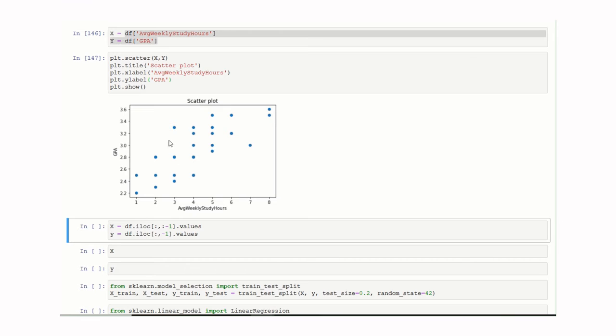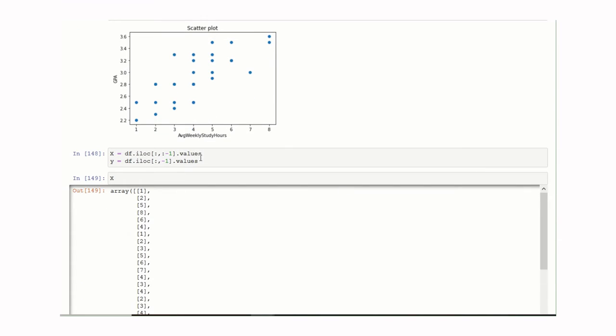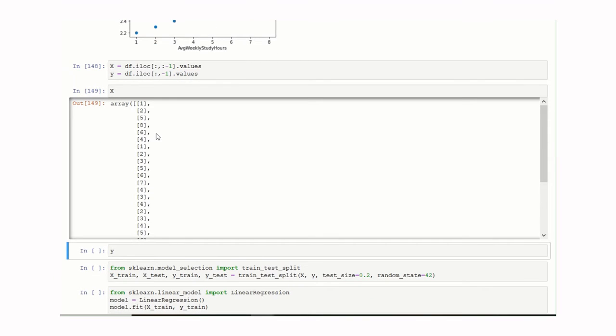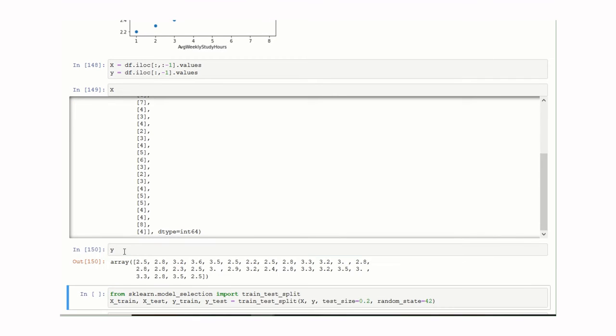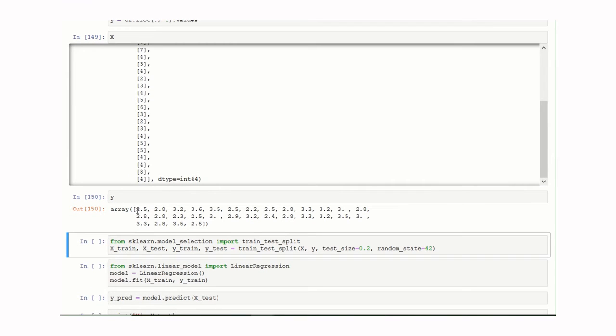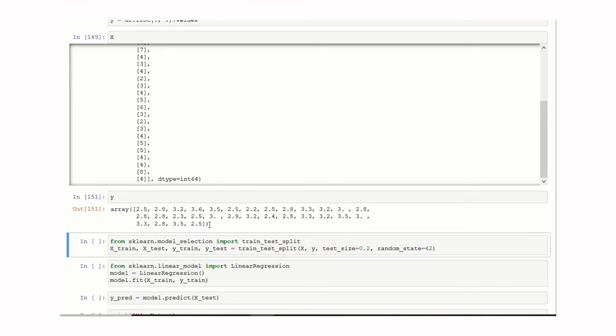This is how our data looks if we plot it into the graph. Let's see the original data. So this is the feature data that we'll use for the model. This feature data has average weekly study hours of the students, and the target value is grade GPA. So if you observe, these target values are continuous. So we have to use linear regression to predict the grades.